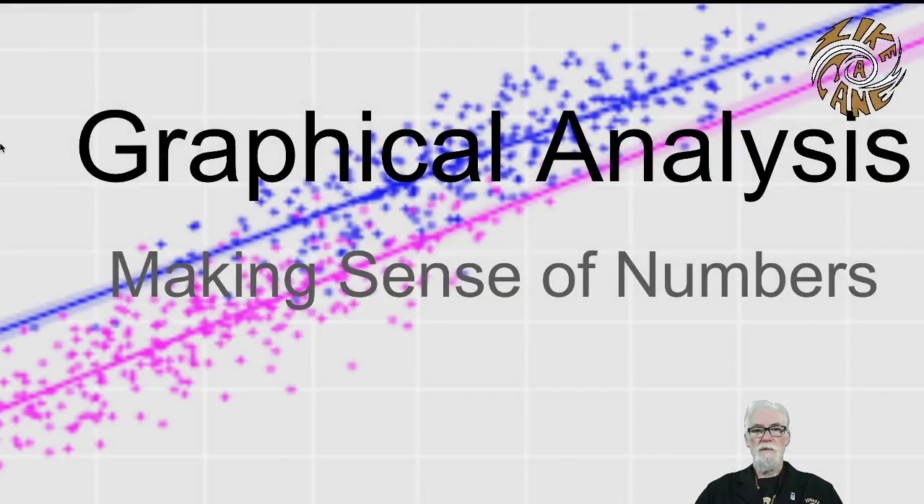Hey students, today we're going to talk about graphical analysis, which is a really important part of doing any science, particularly the physical sciences like chemistry and physics, but it's relevant to all kinds of sciences, including social sciences. Basically, graphical analysis is making sense of numbers, and it's important for us to make sense of numbers because science is all about analyzing numbers to look for patterns and trends and build models that are predictive.